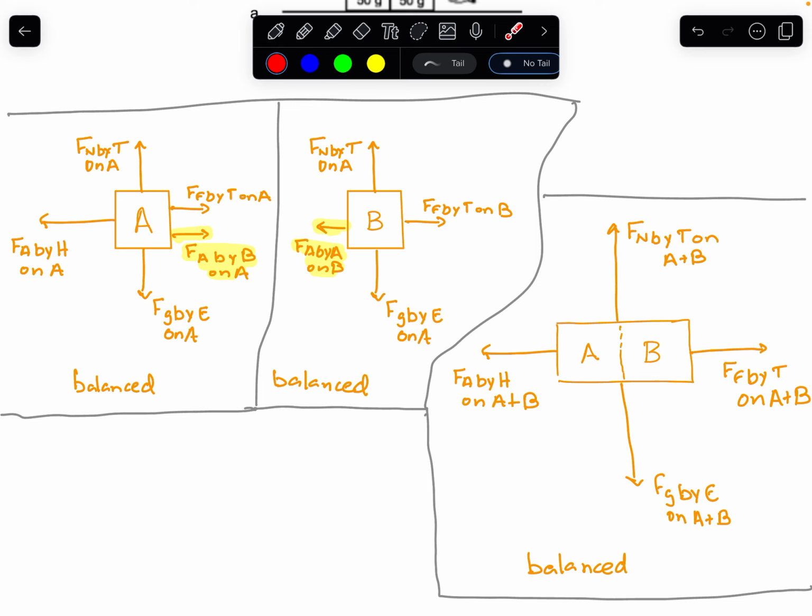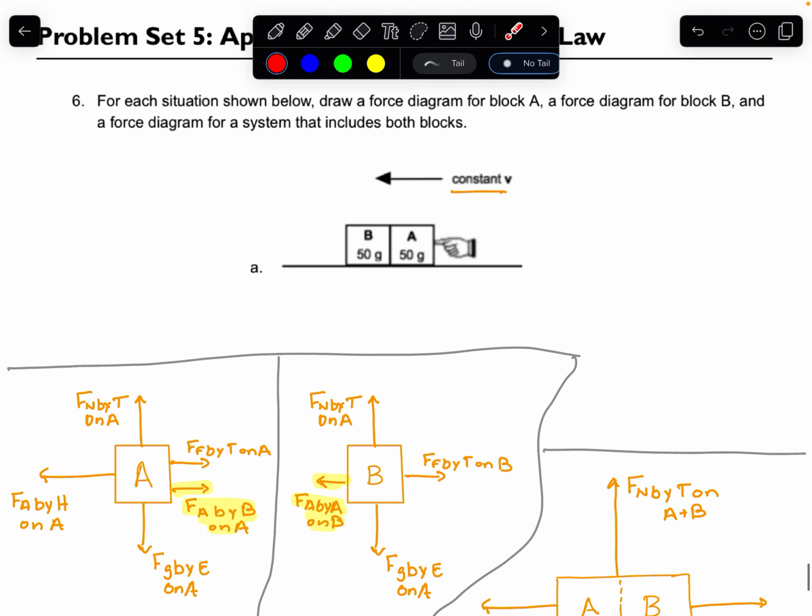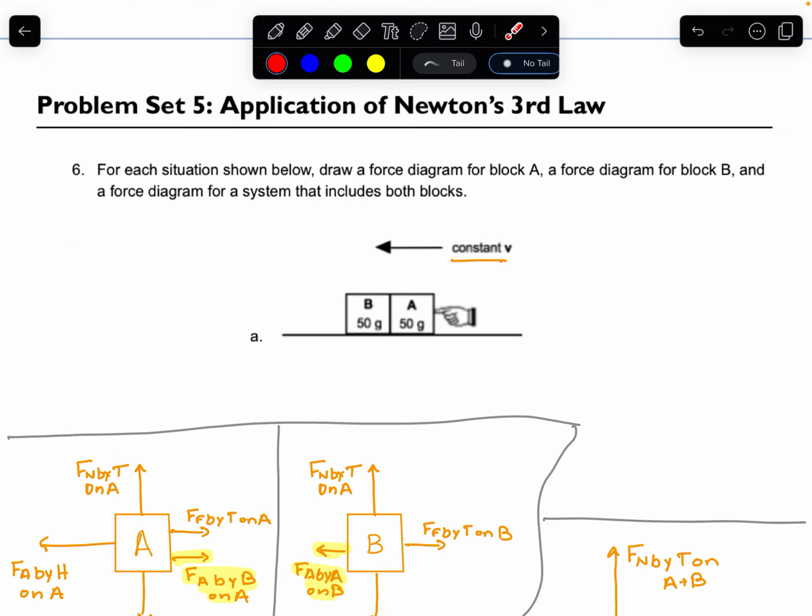All three show a balanced forces situation. Block A, constant velocity. Block B, constant velocity. If you had chosen to study them together only, you'd still see constant velocity. Balance, balance, balance. That has been how to answer question 6 from problem set 5.